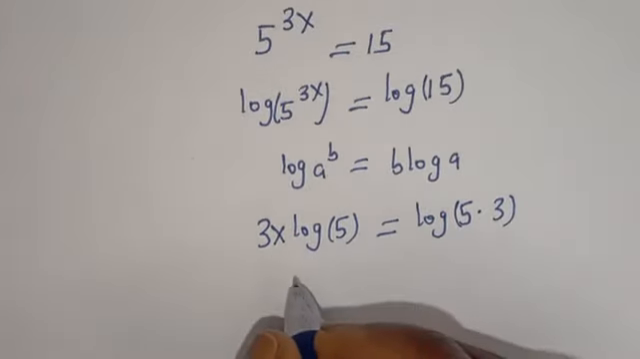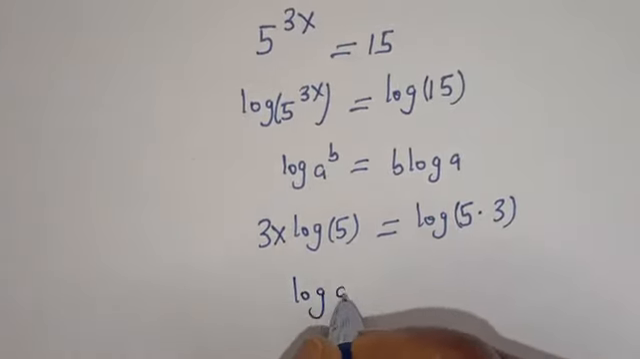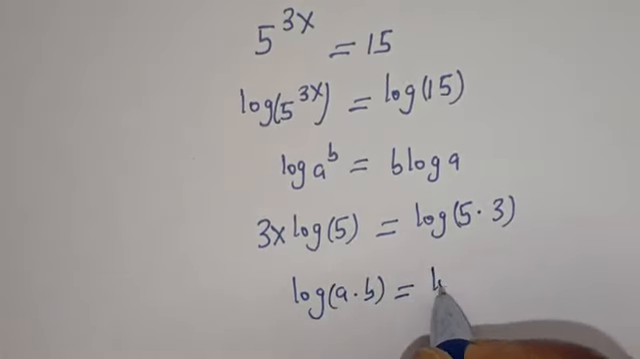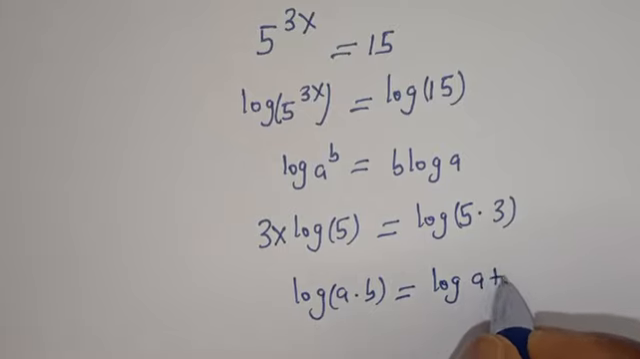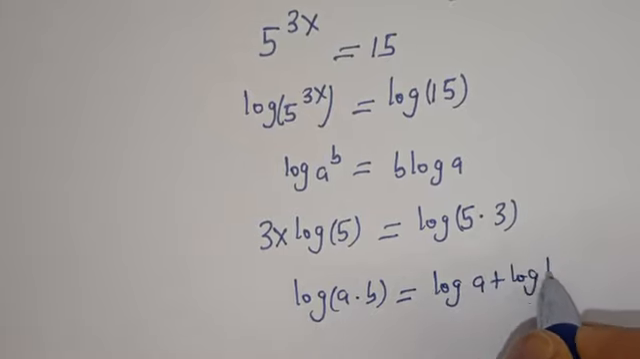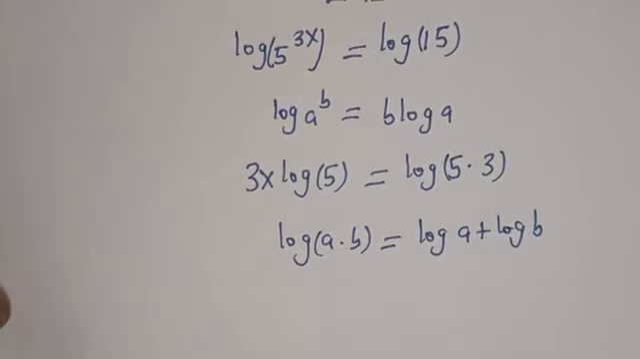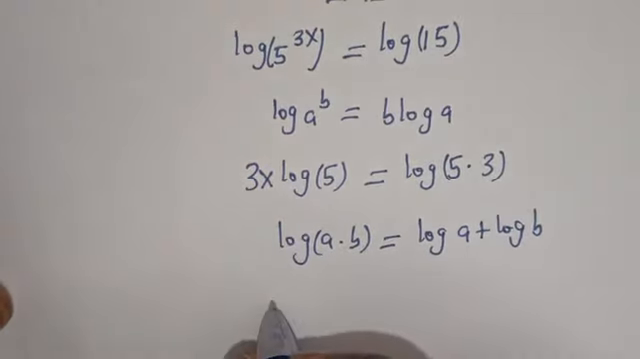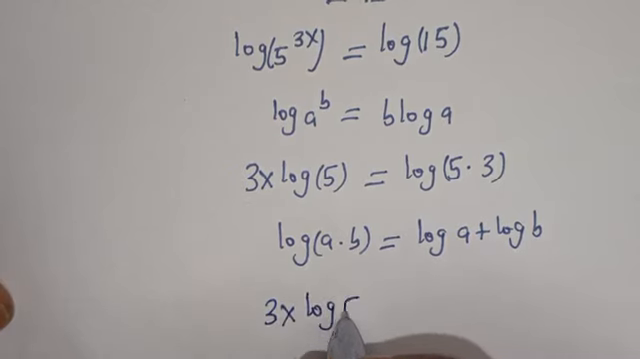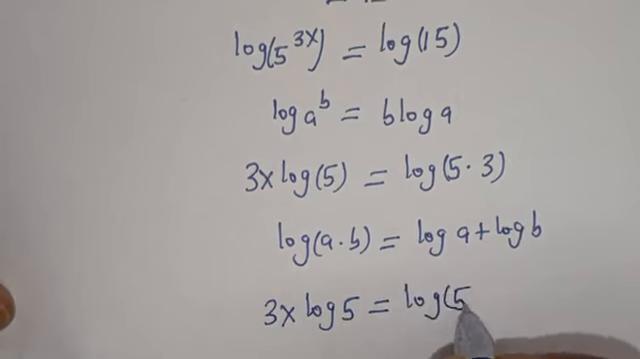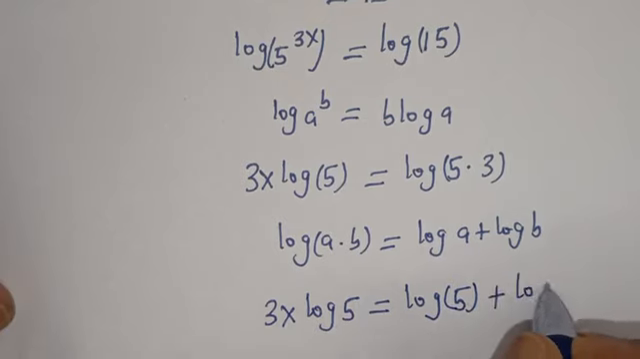And also, if you have log a multiplied by b, this is equal to log a plus log b. Then this can be written as 3x log 5 is equal to log 5 plus log 3.